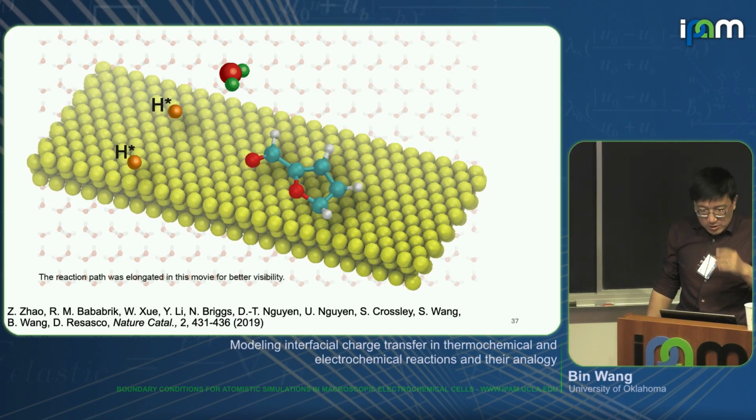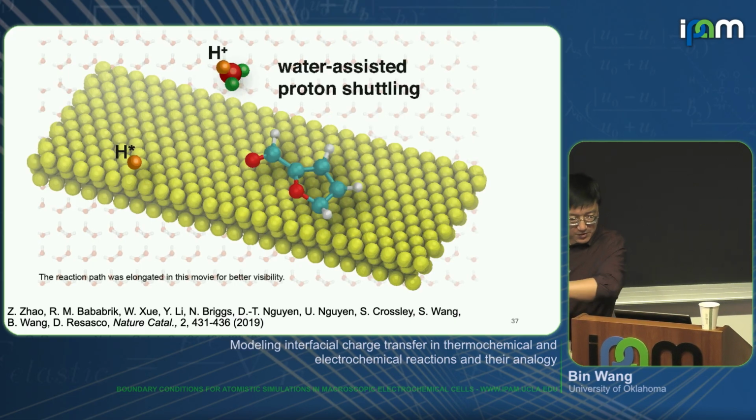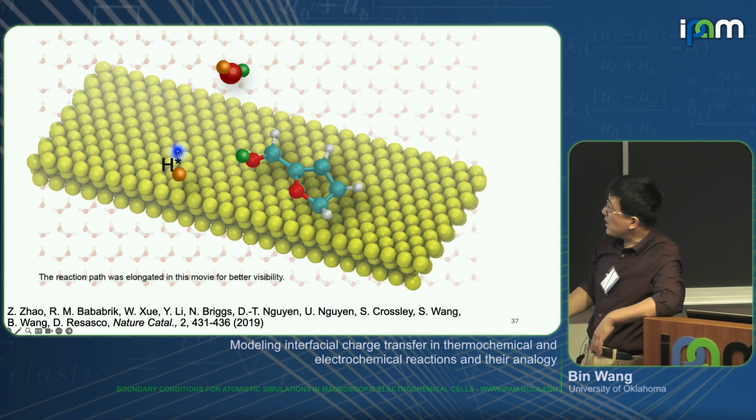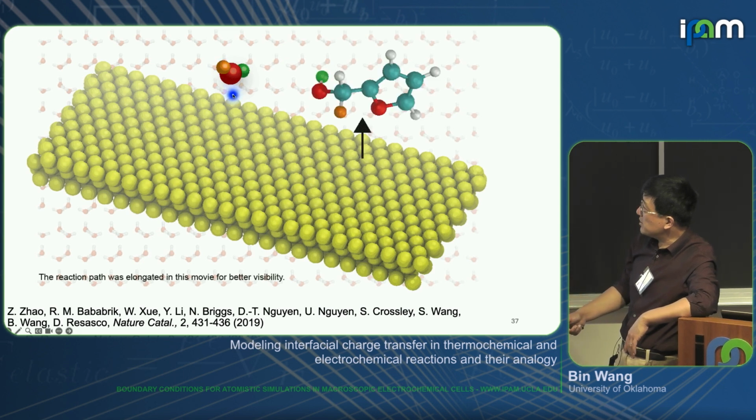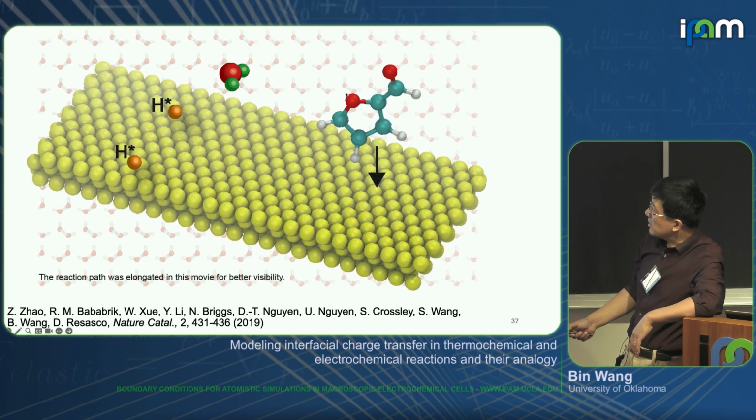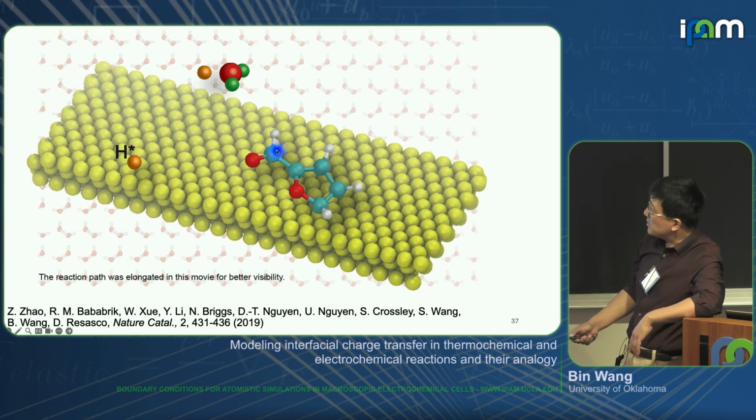So in a simple picture, we show that for the first oxygen hydrogenation, the reaction is driven by the water-mediated process, while the second hydrogenation of the carbon still comes from a surface process.